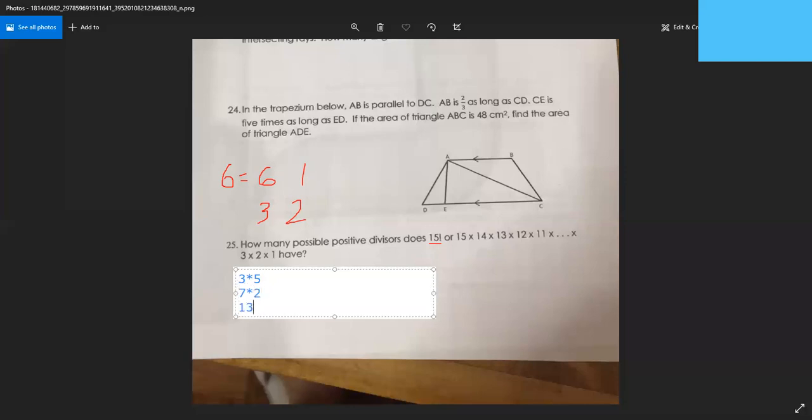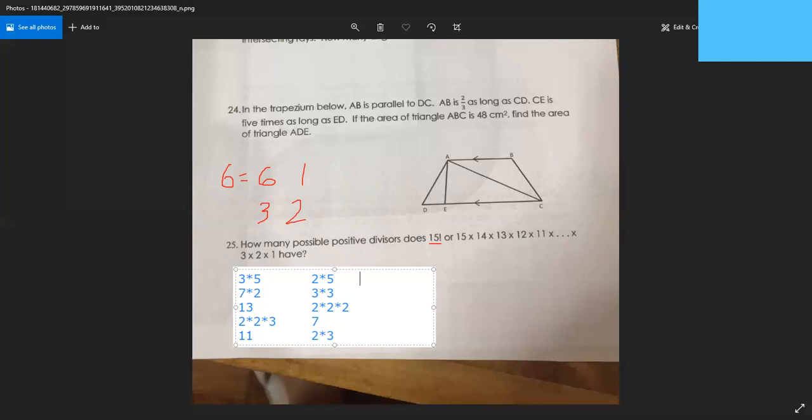For 13, that is only 13. For 12, that is 2 times 2 times 3. For 11, that is 11 only. Next, for 10, that is 2 times 5. For 9, that is 3 times 3. For 8, that is 2 times 2 times 2. For 7, that is only 7. For 6, that is 2 times 3.